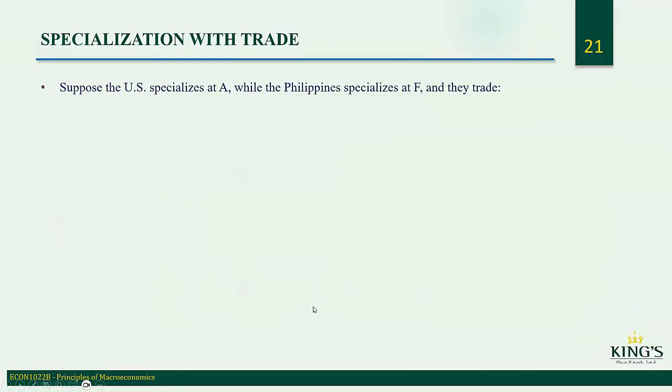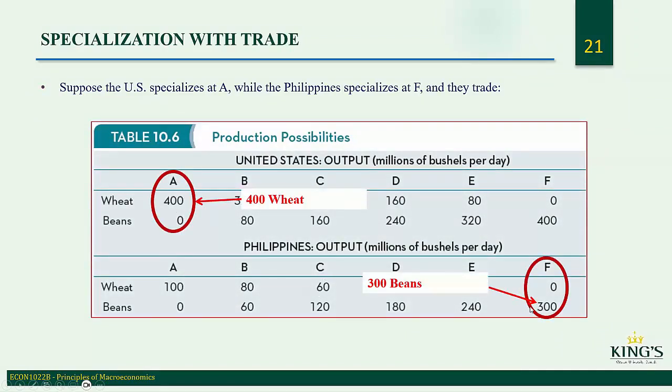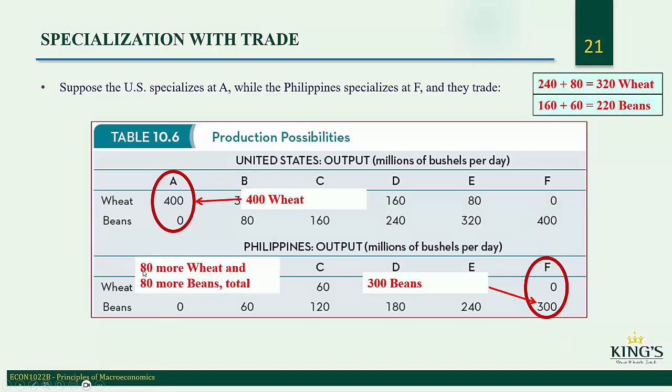So let's suppose they specialize in what they have a comparative advantage in. Then, of course, the United States is just going to produce 400 units, and the Philippines will produce 300. Compared to up here, where I put the total economic pie if they were not trading, and they just independently produce wheat and beans on their own, remember the totals were 320 and 220. Well, obviously, if they specialize in what they have a comparative advantage at, clearly there are gains from trade here because we would have 400 million bushels of wheat.